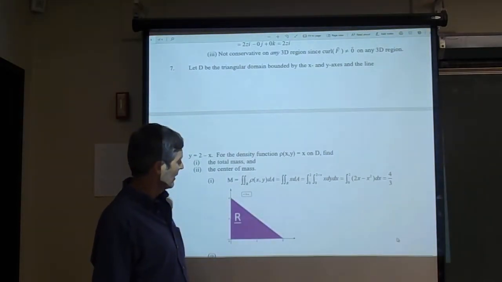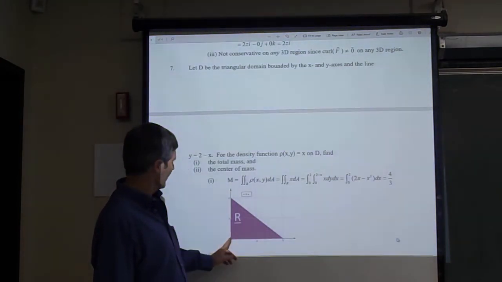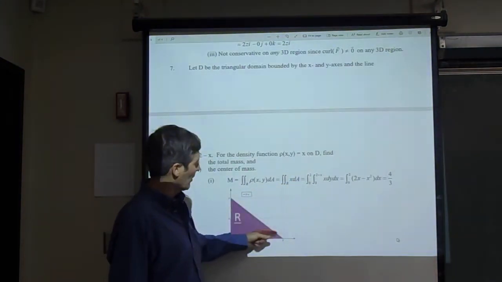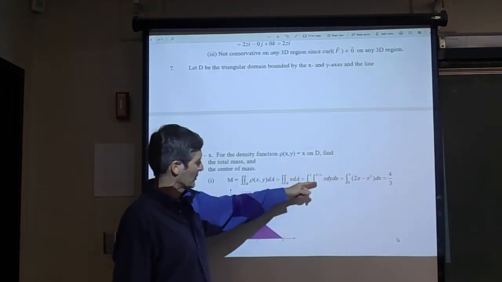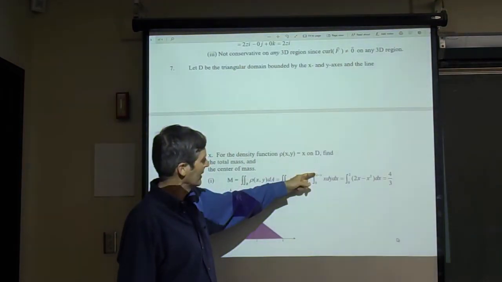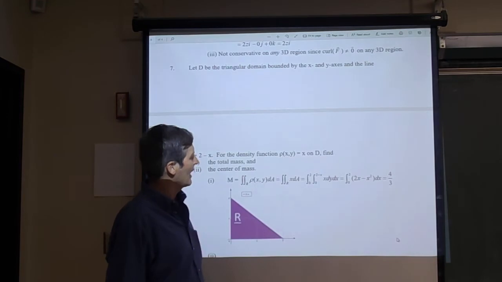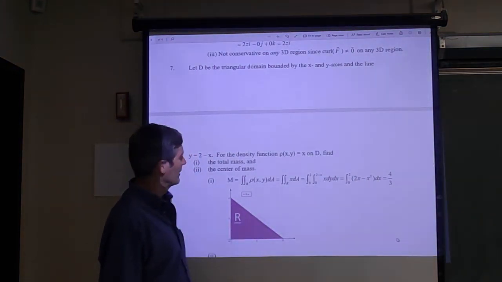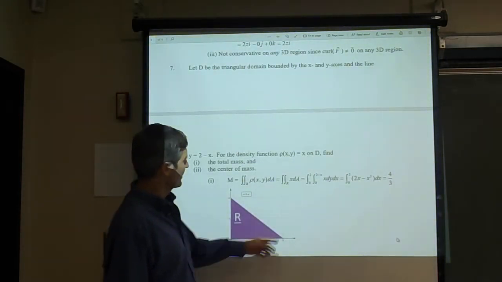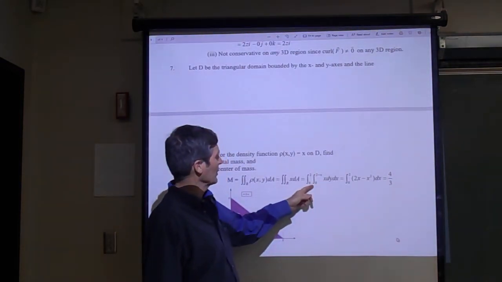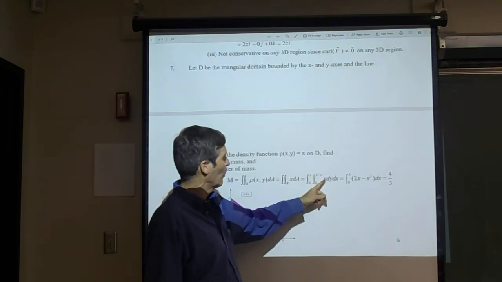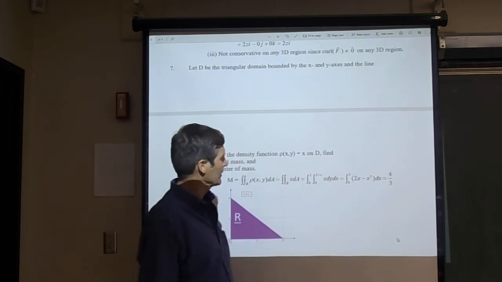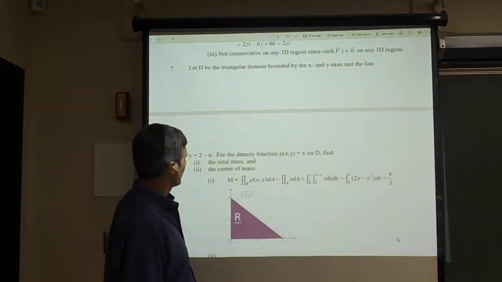The triangle is a type 1 region. It goes from x equals 0 to x equals 2, then min x to max x. And then bottom curve y equals 0 and top curve y equals 2 minus x. So it's bottom curve to top curve for y, min x to max x for x, integrated over this plane region. And now you just have to evaluate the inside integral. That's a partial integral with respect to y. So you get xy, and then plug in y equals 2 minus x and 0, and you should get that. The mass comes out to be 4/3.